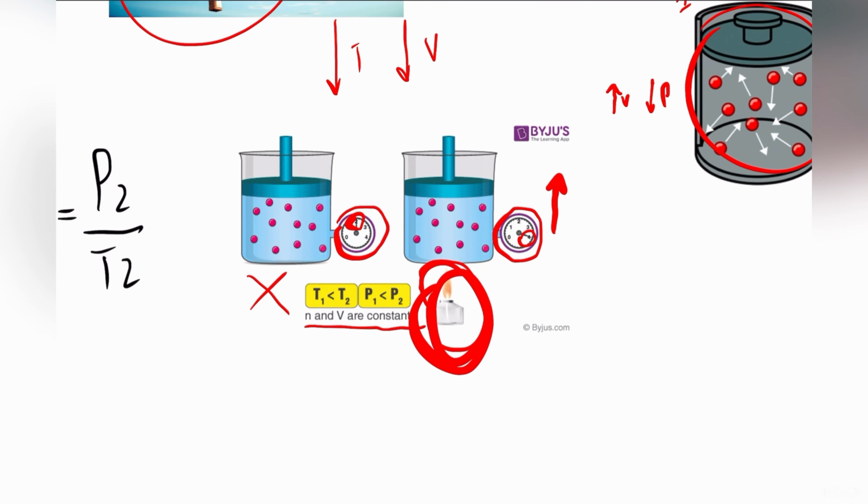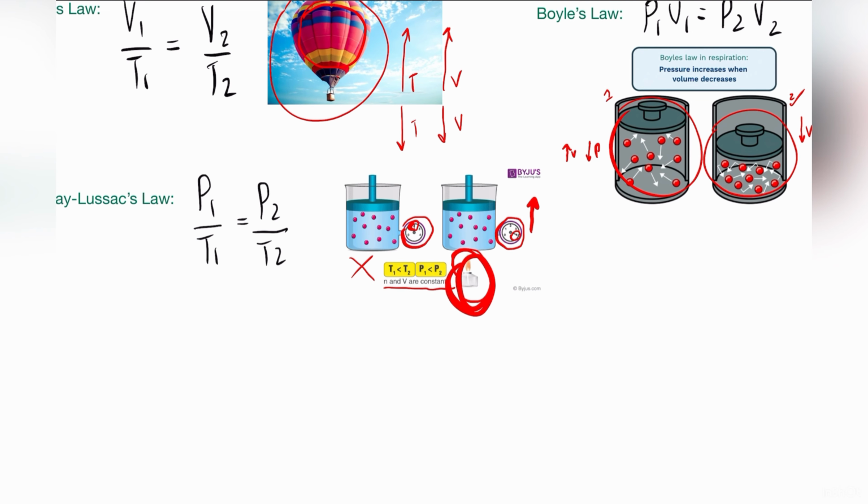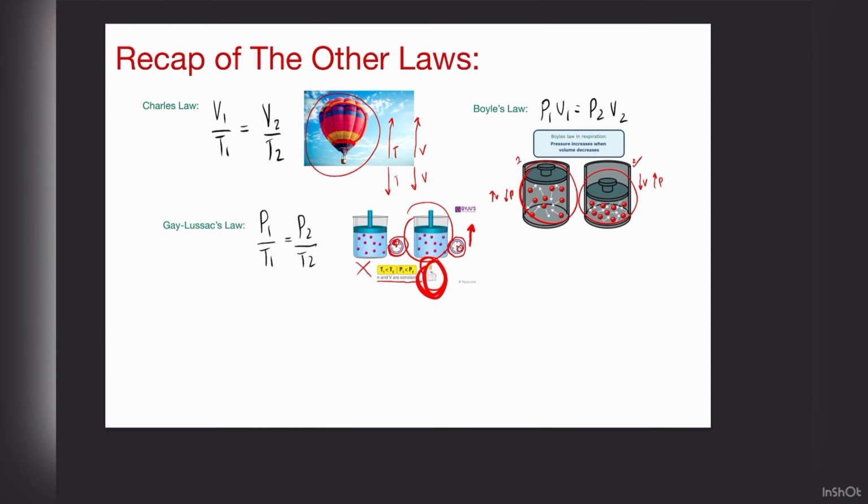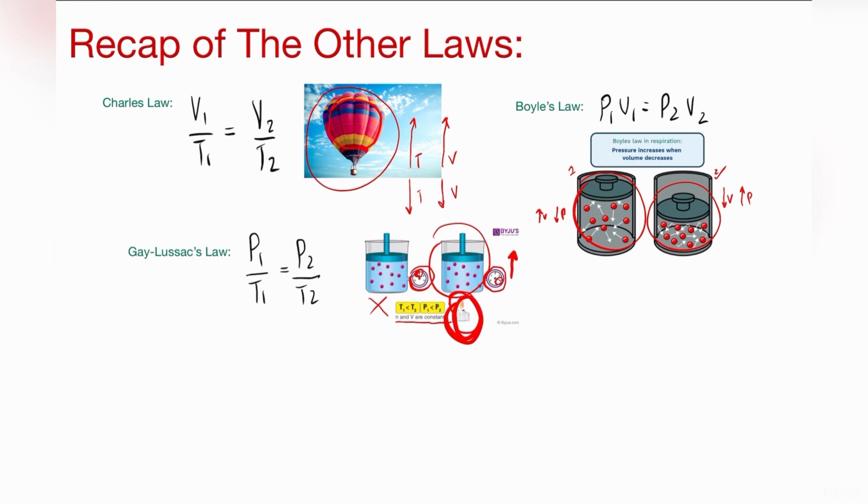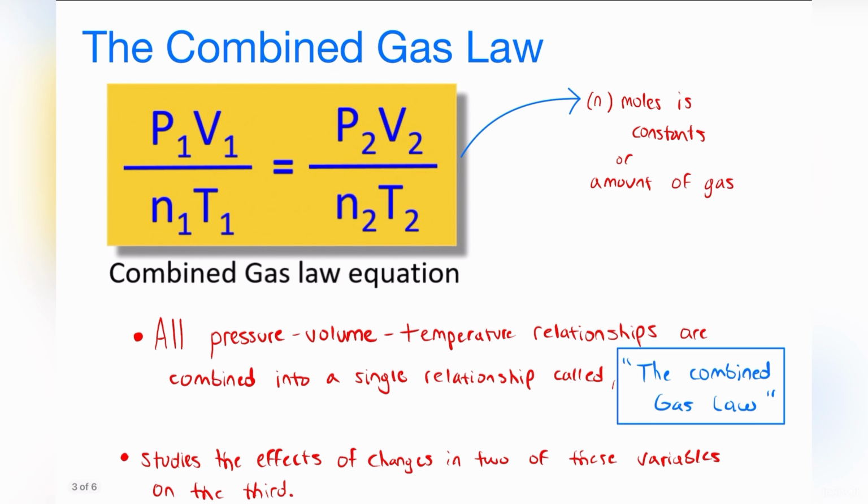This can be in bar, atm, and different units. If you want to learn more about those units, check out the previous video. But we can say that temperature helps the pressure increase. It's dependent on the temperature: the higher the temperature, the more pressure. And that's only if the volume and the amount of gas in that container are constant. Now that we talked about all the laws, let's put this all together into the combined gas law.